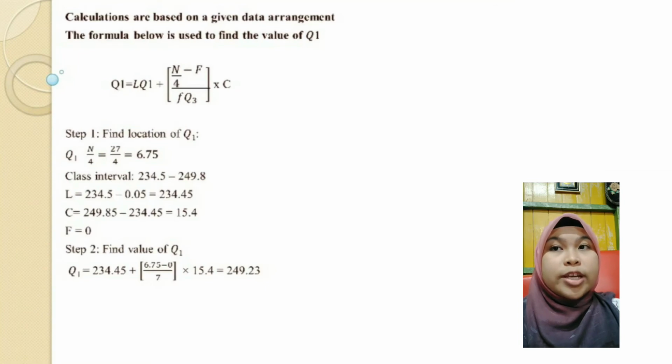Calculations are based on a given data arrangement. The formula below is used to find the value of Q1. Step 1. Find location of Q1. Q1 is equal to n divided by 4, equal to 27 divided by 4, equal to 6.75. Class interval is 234.5 to 249.8. Step 2. Find value of Q1. Q1 is equal to 249.23.